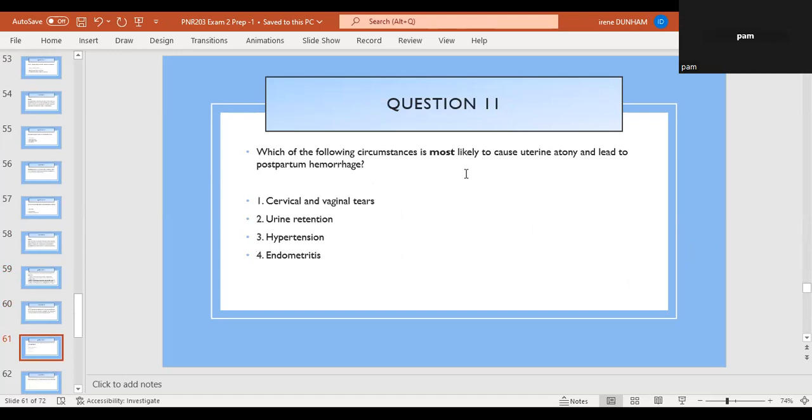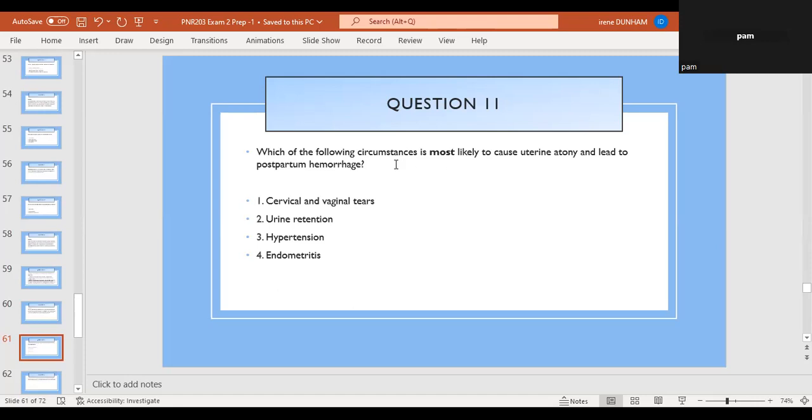All right, so which of the following circumstances is most likely to cause uterine atony and lead to postpartum hemorrhage? Okay, this is question 11, all righty. So we talked about this, most likely to cause the uterus to have no tone. Well, it wouldn't be cervical and vaginal tears. Well, urine retention, yeah. Remember distension of the bladder. Hypertension or endometritis. So which one was most likely to cause that uterus not to be toned?